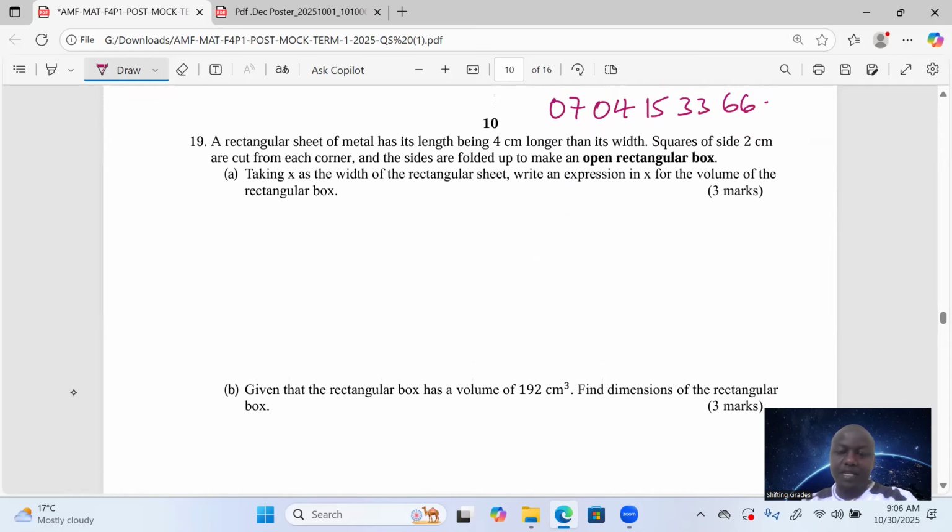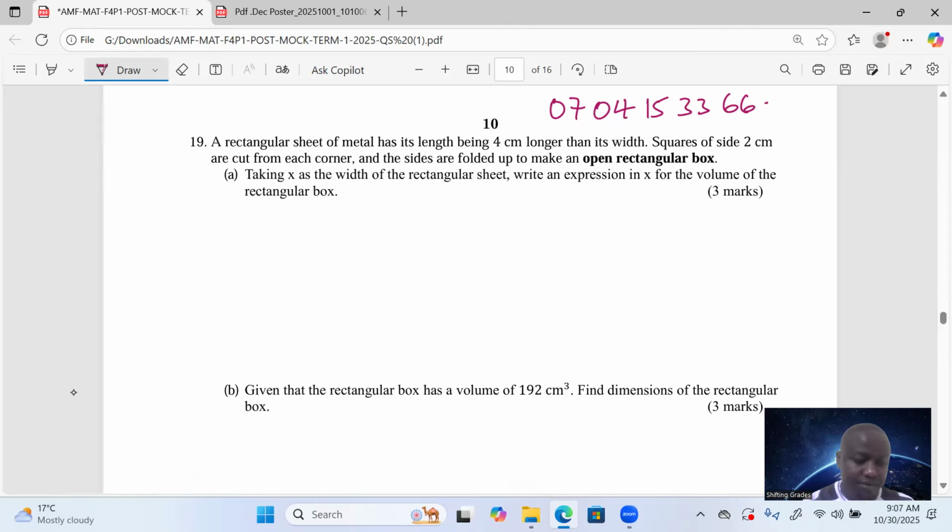Look at number 19, ladies and gentlemen. It's a very good question. The question says that a rectangular sheet of metal has its length being 4 centimeters longer than its width. Now, squares of side 2 centimeters are cut from each corner, and the sides are folded to make an open rectangular box.